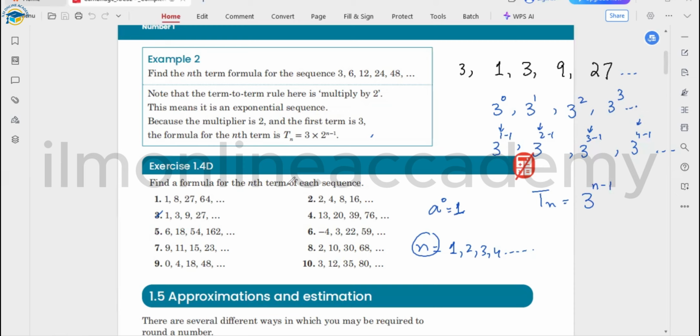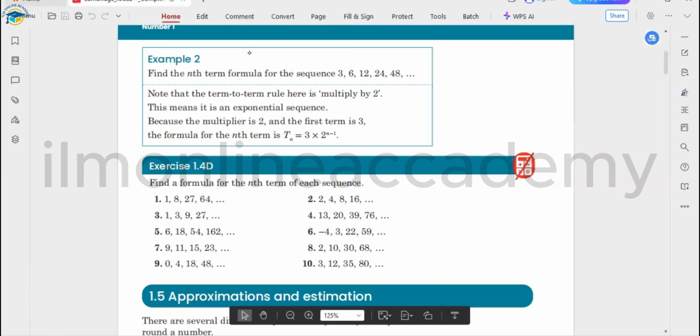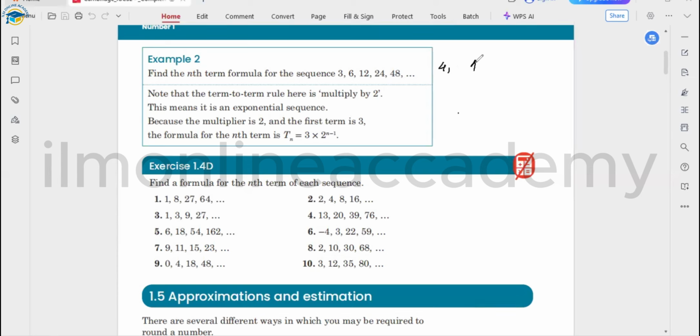Okay, let's move towards the next part, that is part number 4, and let's see what kind of sequence part number 4 is. For part number 4, we will first write down the sequence and take the differences. So part number 4 has the numbers 13, 20, 39, 76, and so on.